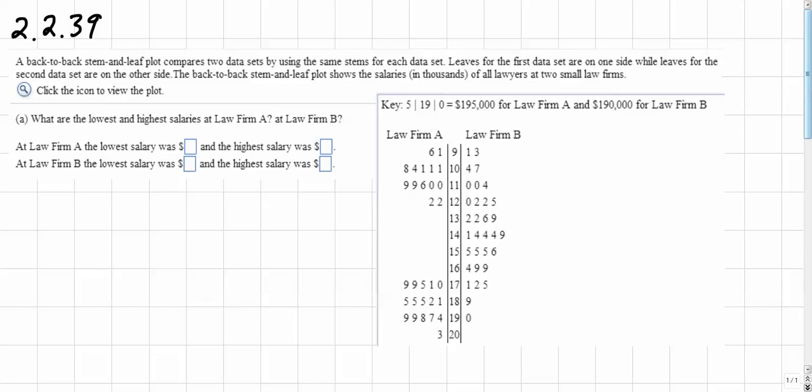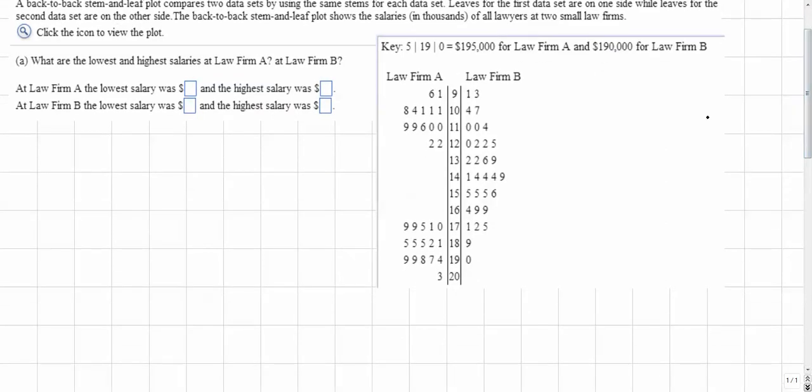And we're looking at this right here, and what you need to remember is this right here is going to be the stem. Okay, that's your stem. And on either side are your leaves. So this one right here, this is going to be the leaf for law firm A. And then this is going to be the leaf for law firm B.